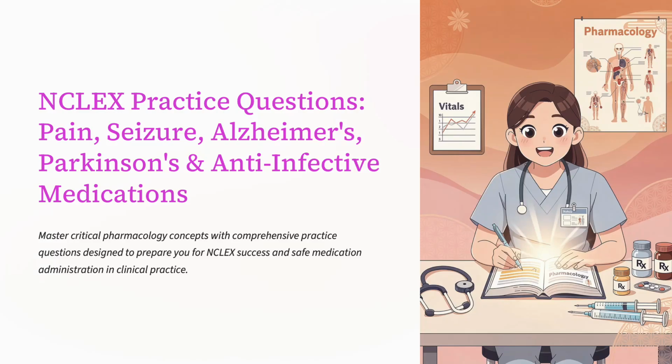I want to review some pharmacology and do some practice NCLEX questions on some of the medicines that we've been discussing. These include pain, seizure medications, Alzheimer's, Parkinson's, and anti-infectives. These will all be on your first unit HESI exam.